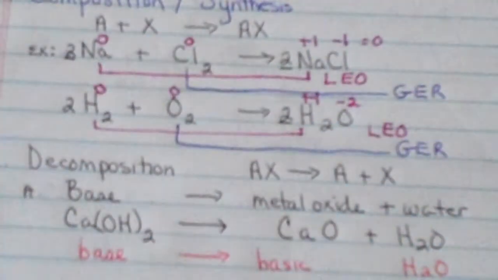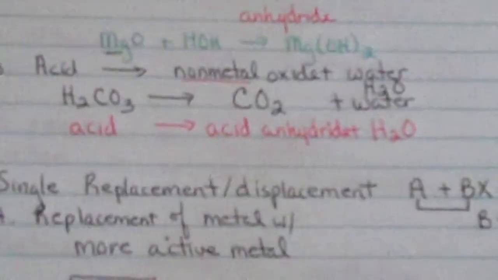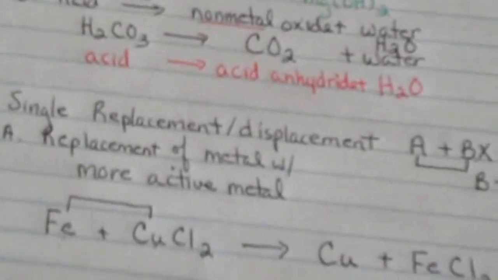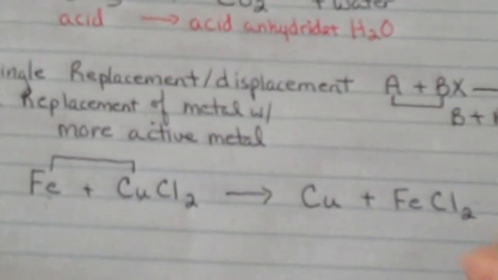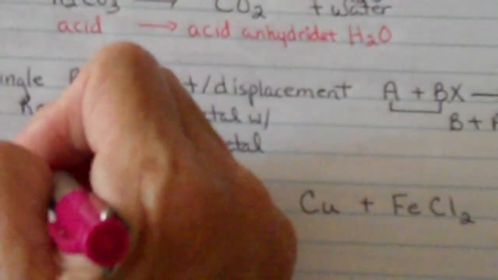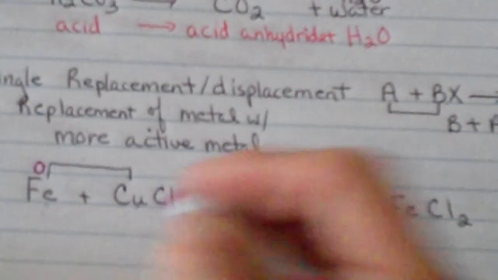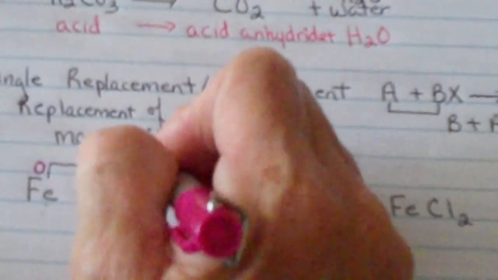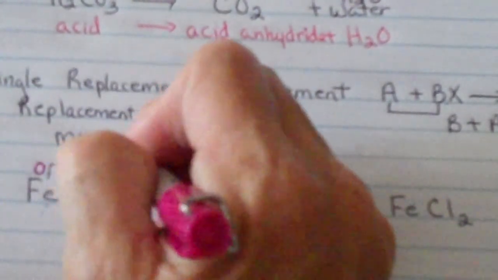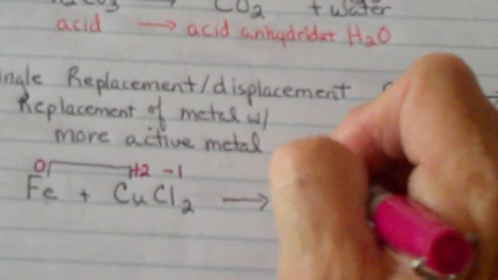We'll try one more. Let's go down and look at a single replacement reaction. For our single replacement reactions, we'll look at this one where the iron is 0 because it's a single free element. But in the compound, the chloride is -1 and there are 2 of them, so the copper is going to be +2. It does look like things change because the copper becomes 0.